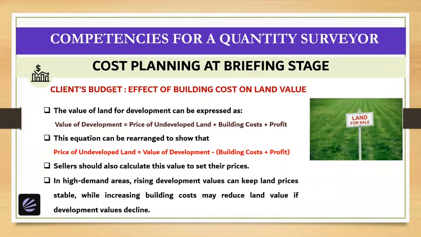So what is the effect of building cost on land value? Now the value of land for development can be expressed in this formula as value of development is equal to price of undeveloped land plus building cost plus profit. And we can rearrange this equation as price of undeveloped land is equal to value of development minus building cost plus profit. So sellers should also calculate this value to set their prices. Now in high demand areas, rising development values can keep the land prices stable, while increasing building cost may reduce land value if development values decline.